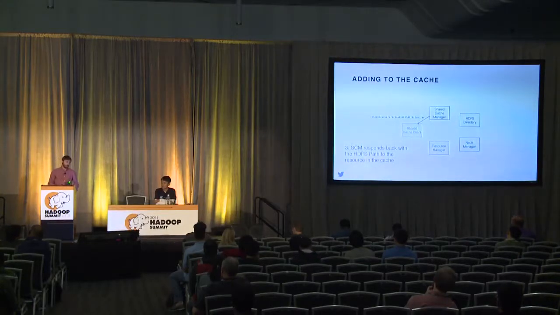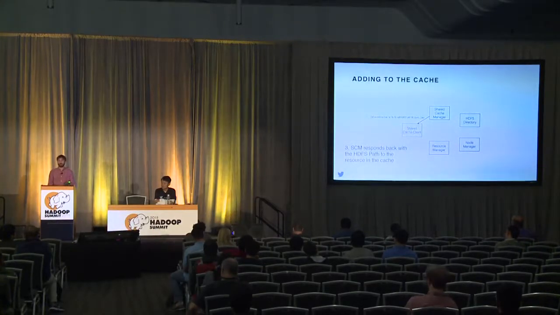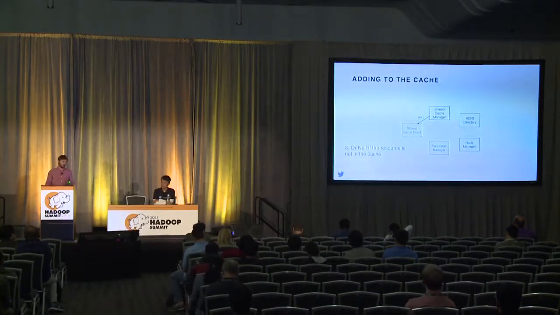The manager responds back with the path to the resource in the cache if it exists. And at this point, the application can safely use this resource because it knows it exists in the cache and it won't be removed while the application is running. If the cache manager responds back with null, the application knows that the resource actually doesn't exist in the cache.